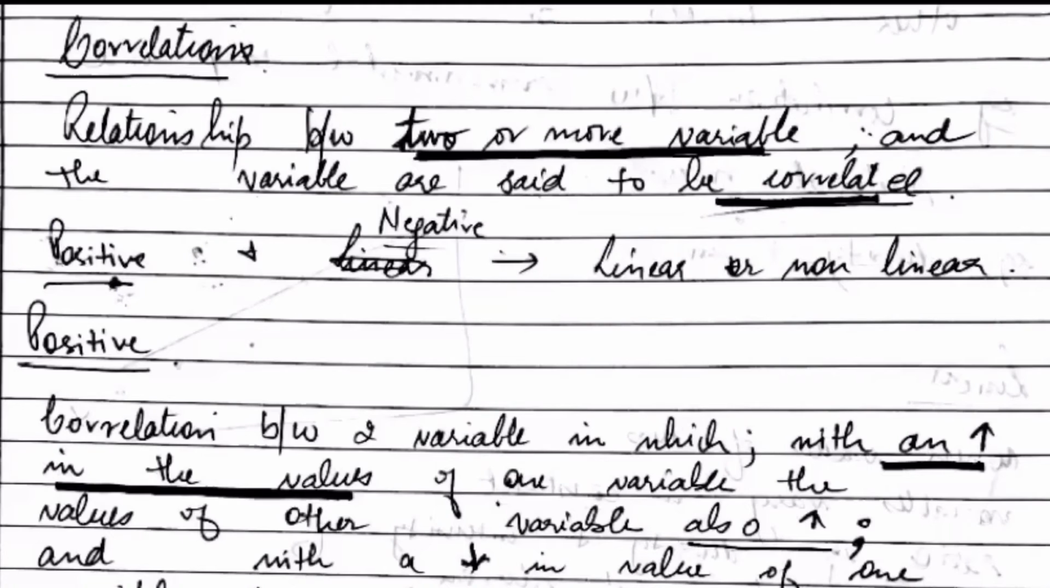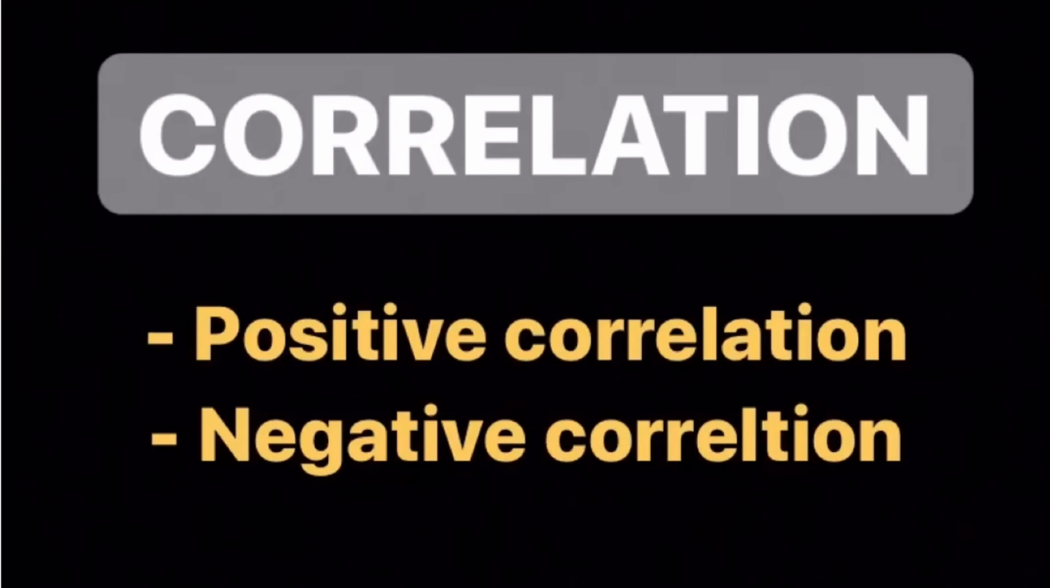Next topic is correlation. It basically examines the relationship between two or more variables, and the variables are said to be correlated. There are two important types of correlation. First is positive and negative correlation, and the other one is linear and non-linear correlation.